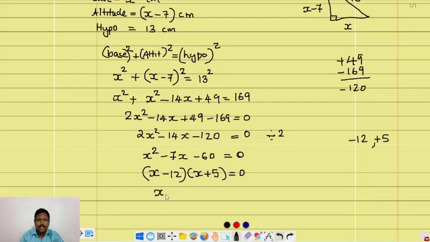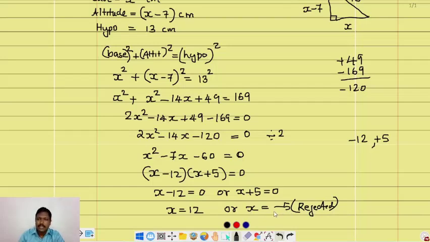So from this you will get x minus 12 equal to 0, or x plus 5 is equal to 0. That means x is equal to 12, or x is equal to minus 5. This minus 5 you can reject, because why? Because it is negative. Side of a triangle will not be negative. So x is equal to 12.